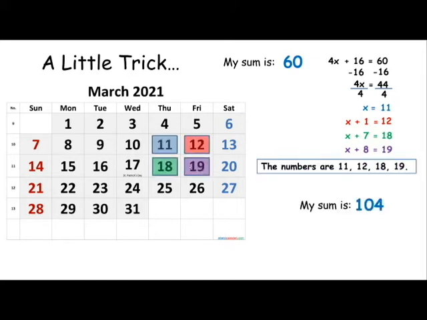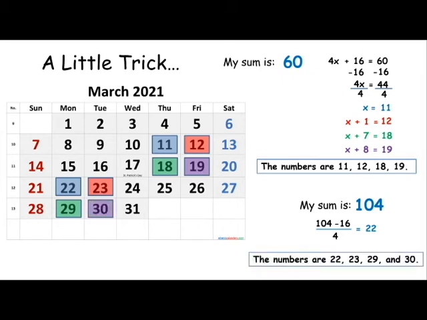You could say my sum is 104, and instead of setting up the equation and then working using the property of equality, you can just realize that we take the original number, subtract 16, and divide by 4 to get the number in the top left. So if I were to do that with 104, 104 minus 16 is going to be 88. 88 divided by 4 is 22. I can very quickly tell you that the numbers are 22, 23, 29, and 30.